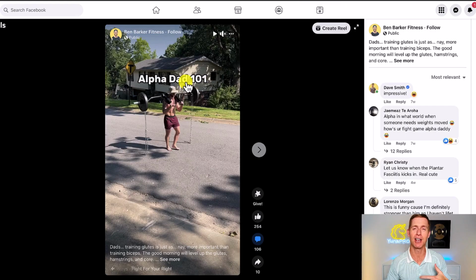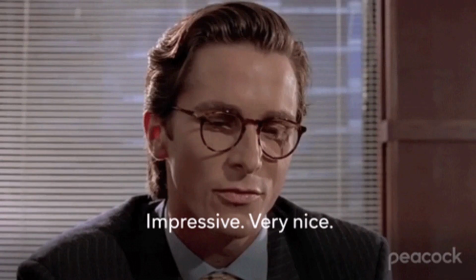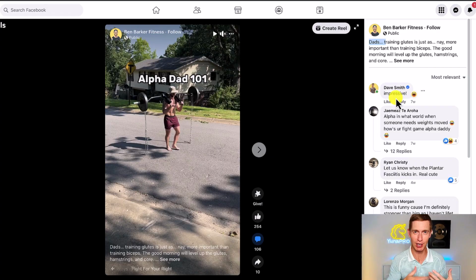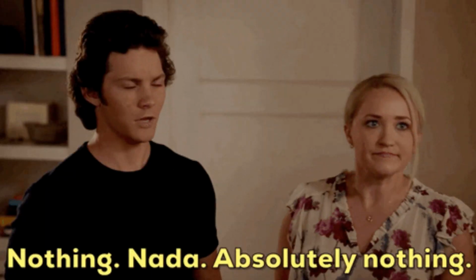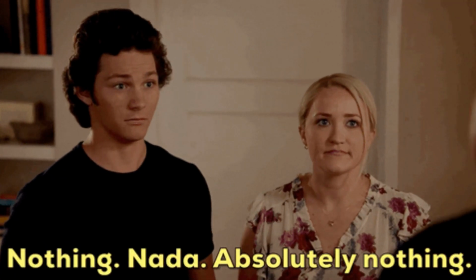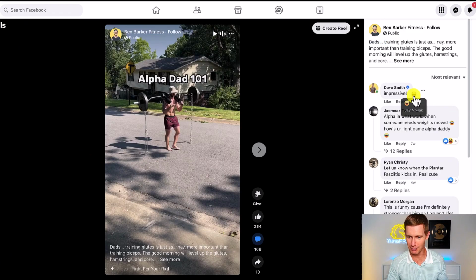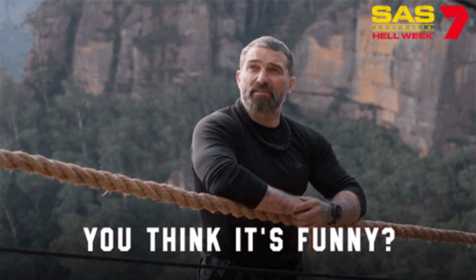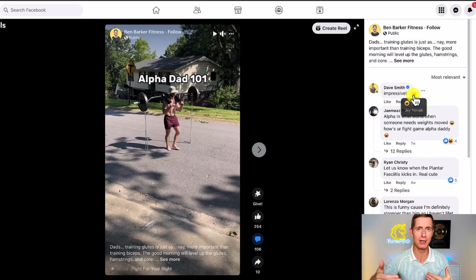In this case, I saw this reel, and this reel is also making a fitness offer to dads. And you can see it's Alpha Dad 101. And you can see the post here. It's targeting dads and it's talking about training glutes, etc. I went in here and I said, impressive. Looking to start a conversation, looking to see what this business owner was going to do with that engagement. And in this case, I got nothing. I didn't get a like, I didn't get a message, I didn't get a comment response. The only thing I got was Jay laughed at my comment. So you can see that this isn't going to move me towards making a purchase. Let me show you one more example.